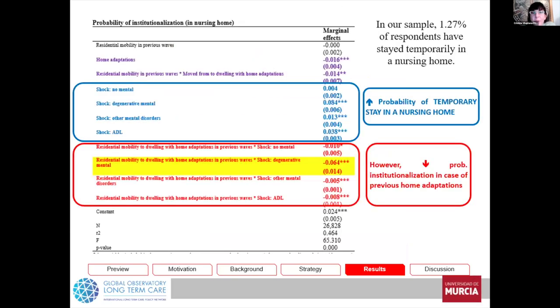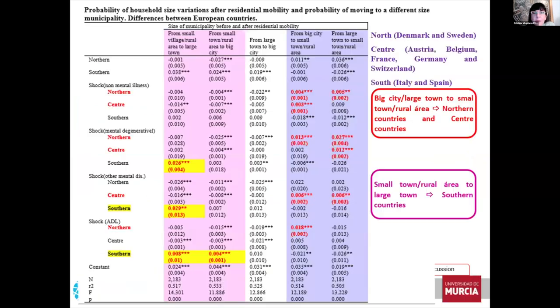Also, what happens with the probability of institutionalization? Well, having performed previous home adaptations decreases institutionalization, I have to modify that, it is only temporary stays in a nursing home. Home adaptations decrease this probability. Having suffered a health shock increases the probability, but the interaction between having performed home adaptation and afterwards having suffered a health shock reveals a negative effect over the probability of going for 3 months, 2 months to a nursing home.